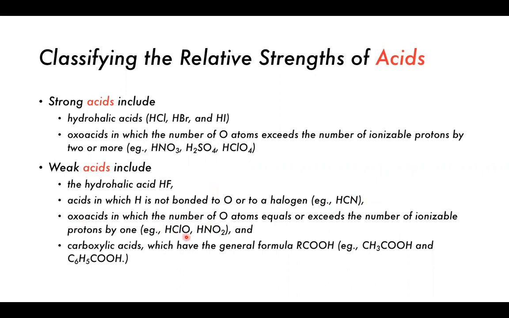So this is something to be aware of. Here we have HClO and here we have HNO2. These both only exceed the number of ionizable protons by either 0 or 1. So here it's 1 to 1, so that's a difference of 0, and here it's 2 to 1, that's a difference of 1. So as you can see, it doesn't really fall under the strong acid category that we had up here. And then carboxylic acids, these are organic acids, the ones that contain carbons and hydrogens and other things.